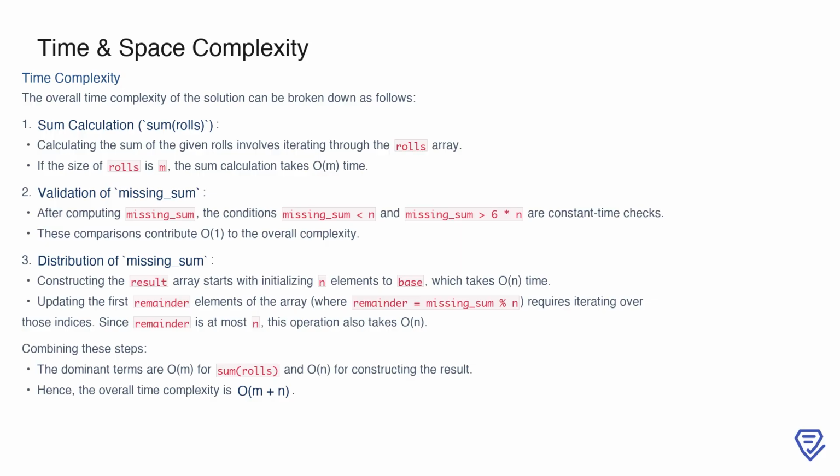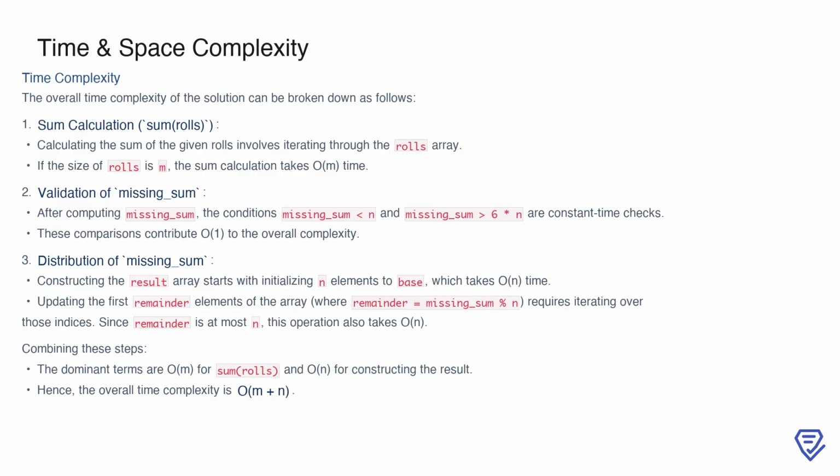First, calculating the sum of the given roles involves iterating through the array, which takes O(m) time if the size of the array is m. Next, validating the missing_sum through constant time checks like comparing it against 6 * n adds only O(1) to the overall complexity.